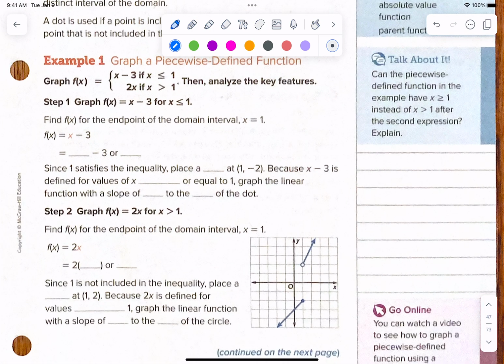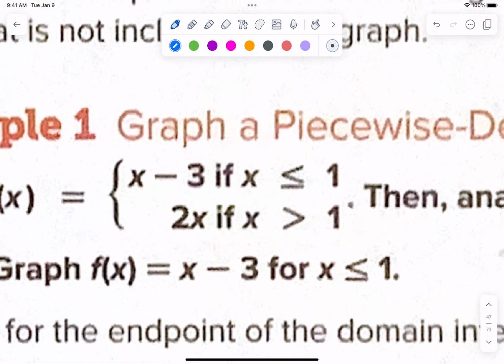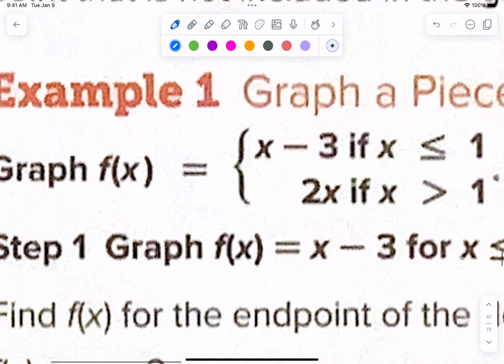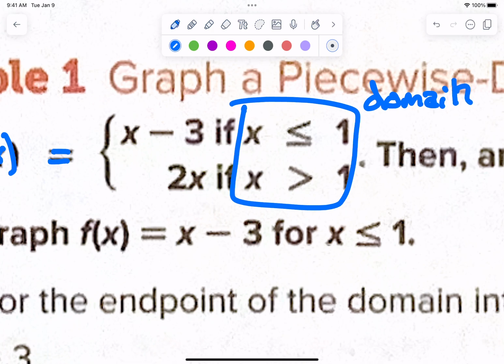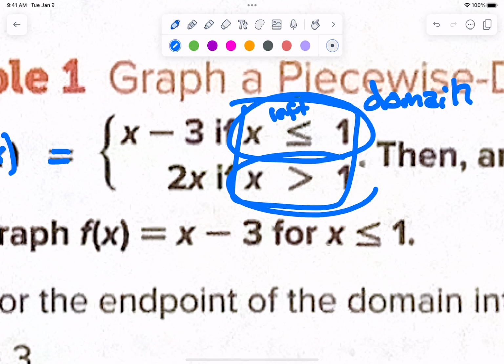So, graphing a piecewise function. This is what a piecewise function looks like. It still has f of x equals, but now it's saying we have two different scenarios going on. This is your x coordinate, and this tells you what your domain is. And domain is x's, left and right. So we have a domain that tells us what's happening on the left side of 1, or less than 1, and we have something that tells us what's happening on the right side of 1.